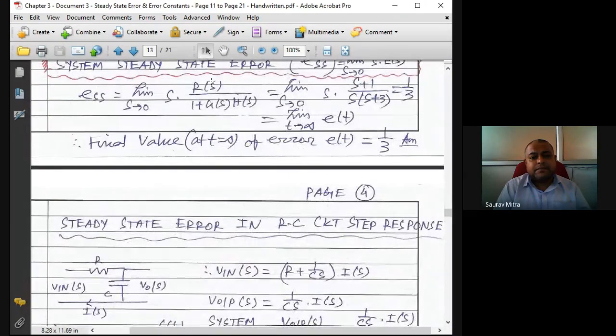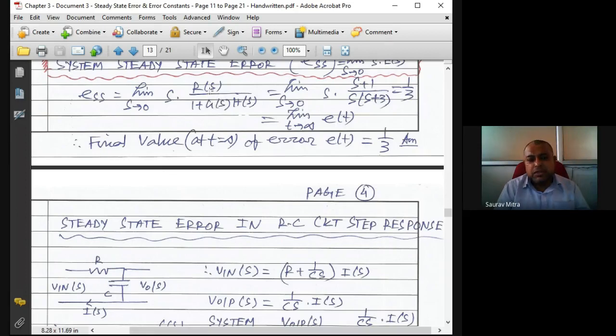So R(s) is, what is the value of R(s)? R(s) is 1 by s, and then 1 plus G(s)H(s). 1 plus G(s)H(s) will be 1 plus 2 divided by s plus 1. If you substitute here, it will come as (s plus 1) into (s plus 3). You do the same numerical by this formula. So R(s) is 1 by s, that s and this s get cancelled, and 1 plus G(s)H(s) is 1 plus 2 divided by s plus 1. So s plus 1 goes in the numerator, and s plus 1 in the denominator.